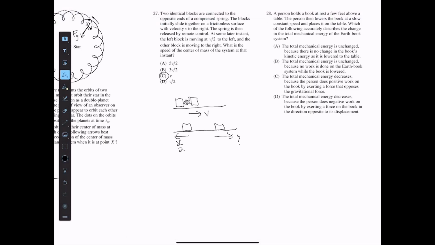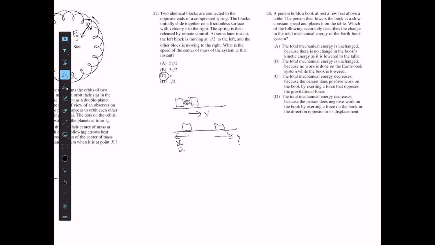Okay. A person holds a book at rest a few feet above a table. The person then lowers the book at a slow, constant speed and places it on the table. Which of the following accurately describes the change in total mechanical energy of the Earth-book system?